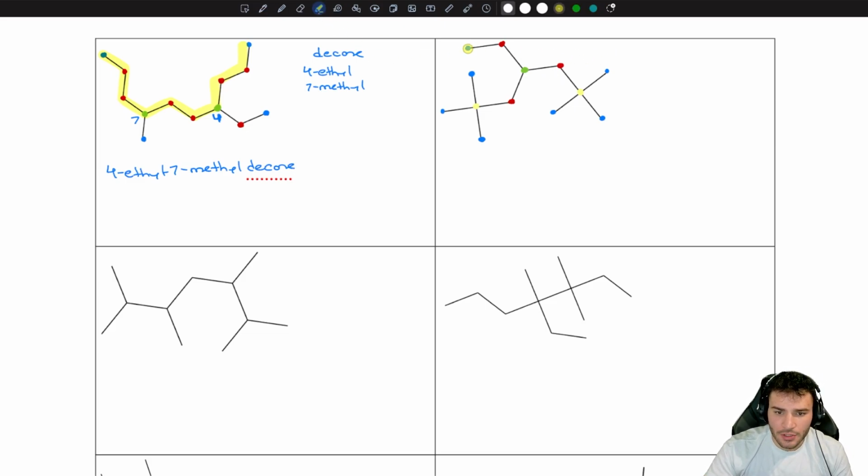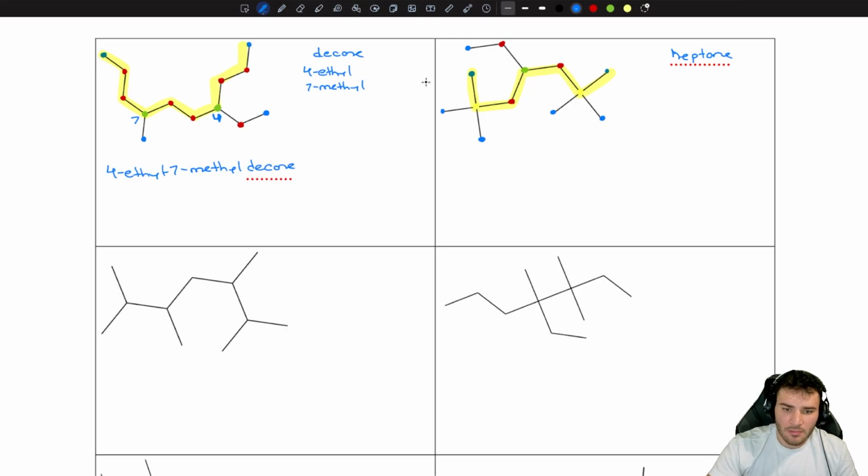Okay, let's try to find our parent chain. Maybe this. 1, 2, 3, 4, 5, 6. Okay, what about this? 1, 2, 3, 4, 5, 6, 7. Yeah, I think that's going to be our longest chain. And so our parent chain should be heptane.